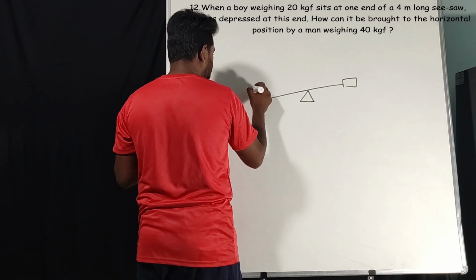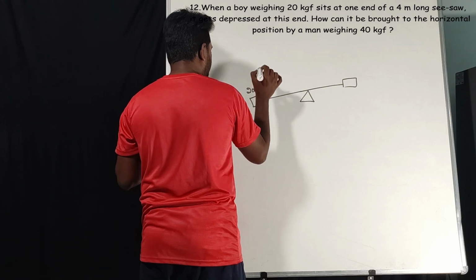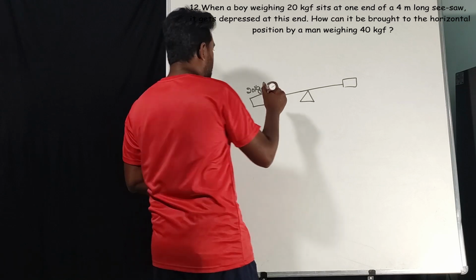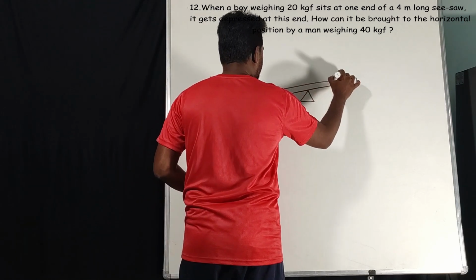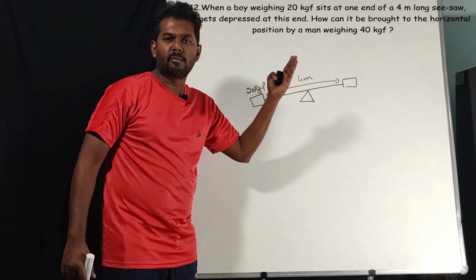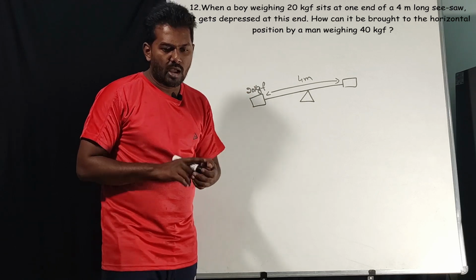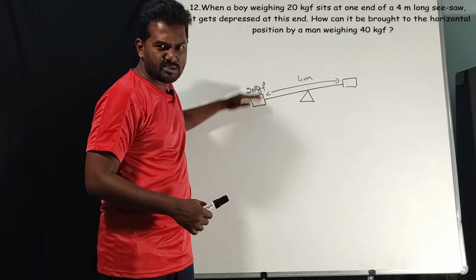So here the boy is sitting with 20 kgf force, not 20 gf, it is kgf. The total length is 4 meters, from here to here it is 4. Always when it comes to a seesaw or uniform meter rule, the pivot will be exactly at the middle. Now this is the condition when a boy sits here, it will depress this side only, correct?